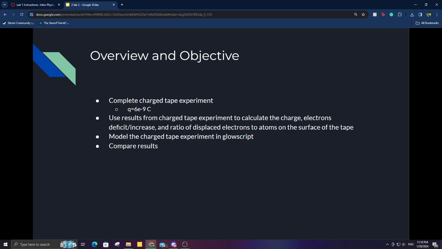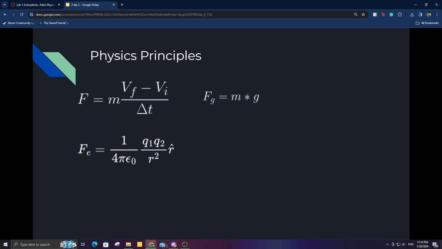In the second part of this lab, I was tasked with modeling the same experiment in GlowScript. This included modeling both tapes as point charges and modeling the forces acting on the floating tape. This way, I could conduct the experiment in an idealized scenario to compare with my own experience.